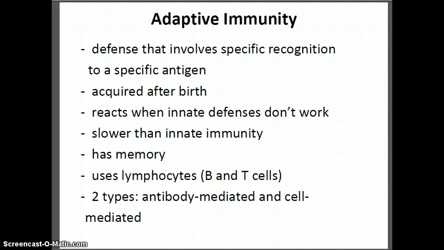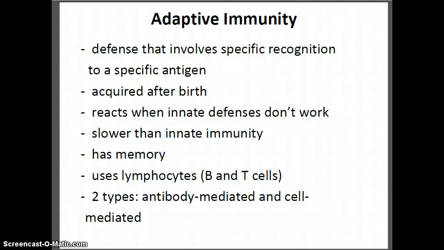All right, let's move on to adaptive immunity, and we'll see how far we can get with this. I may have to continue it in the next recording. This defense involves specific recognition of a specific antigen. It is acquired after birth as we become exposed to more and more antigens. It reacts even when innate defenses don't work. If all the innate defenses worked, then our problem is solved. It is slower than innate immunity. It is more specific, not generalized the way innate is, but it does have memory, and it utilizes certain lymphocytes, which are called the B and T cells, which we will take a look at later.